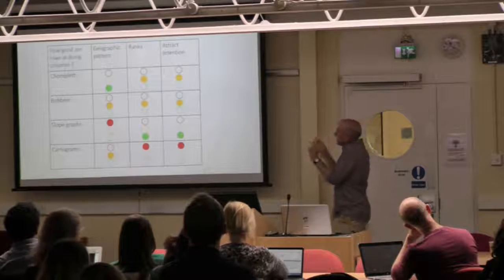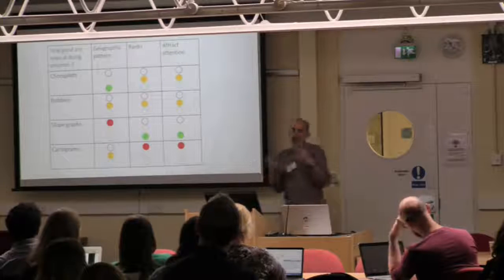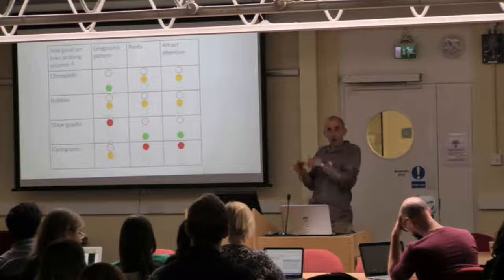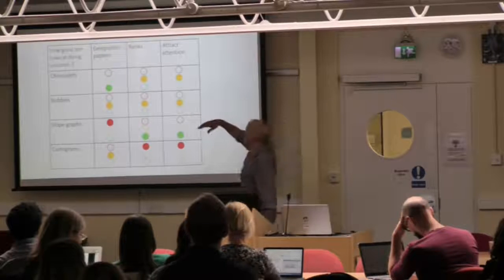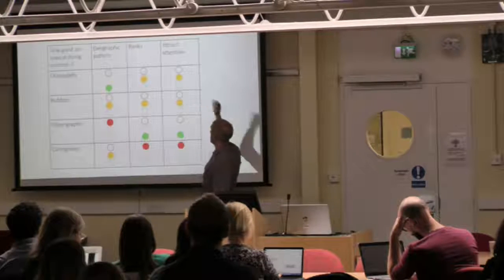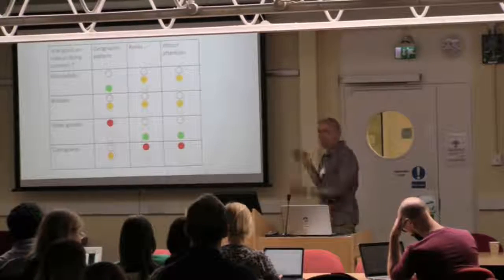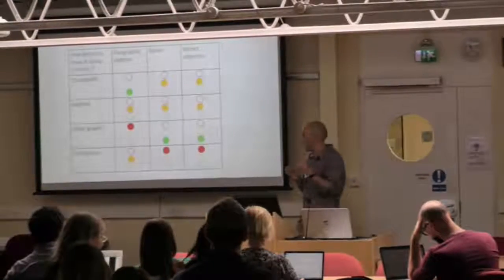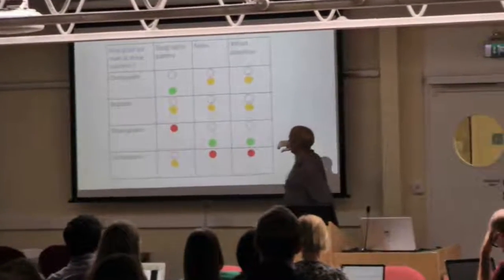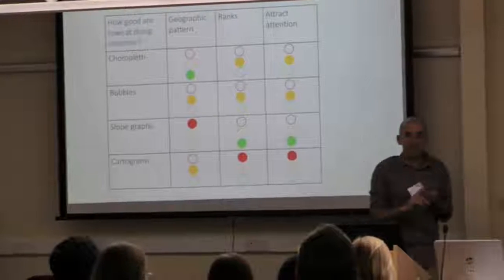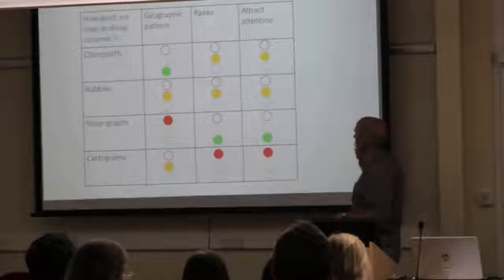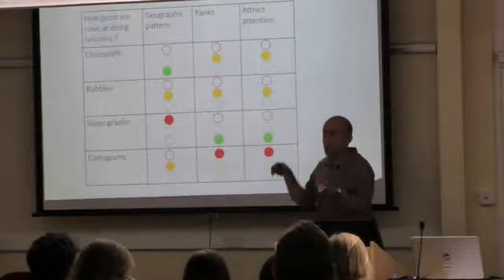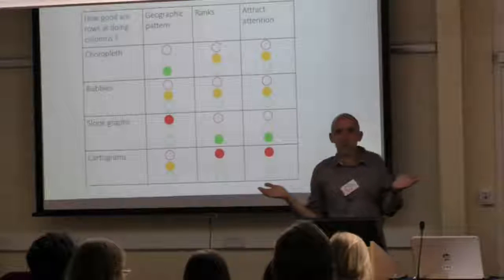From some of those, you can assess how well these different approaches do if you want to show geographic pattern or ranks or attract attention. I just redid this slide to make it colorblind friendly. Usually you'd have red, green, blue, but obviously if you're red-green colorblind, that doesn't work. So you can add in, you know, how do colorblind people get on with the traffic lights?